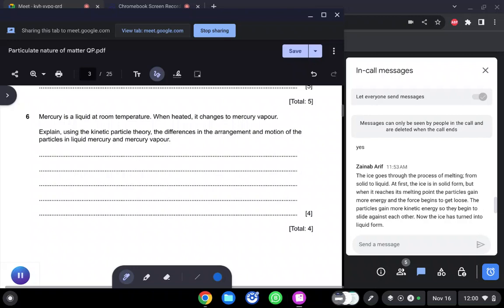They want us to tell them the difference of arrangement and motion in liquid state and in vapor, meaning gaseous state. So you have to give 2 points for arrangement and motion for liquid, and arrangement and motion for mercury vapor. That's how you'll get 4 marks. Please proceed.